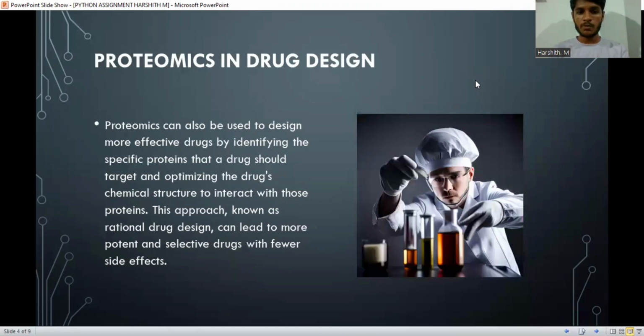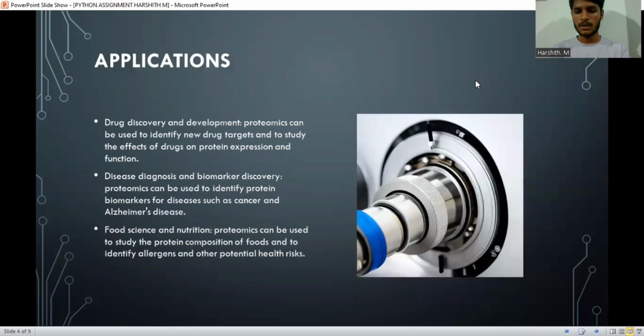The use of proteomics in drug design. Proteomics can also be used to design more effective drugs by identifying the specific proteins that a drug should target and optimizing the drug's chemical structure to interact with those proteins. The approach, known as rational drug design, can lead to more potent and selective drugs with fewer side effects.